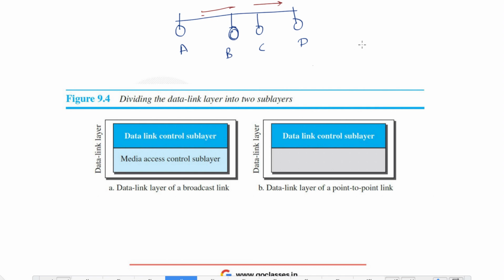So this is a broadcast link. But suppose you have a point-to-point link. If you want to send some packet from A to D, then you can directly send it. This is called a point-to-point link, and the other one is called a broadcast link.